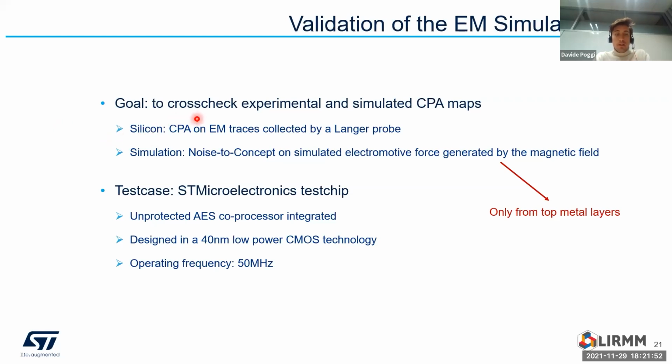The experimental CPA maps have been performed by collecting EM traces with a Langer probe. And by simulation, we applied the noise to add concept on the electromotive force that we simulated starting from the current flow in the circuit, current extracted with RedHawk, the tool that we saw at the beginning. Current coming only from top metal layers, because we said these are the main contributor to the magnetic field. In this test, we will verify this hypothesis. This test case has been performed on a test chip provided by ST Microelectronics, which integrates an unprotected AES.